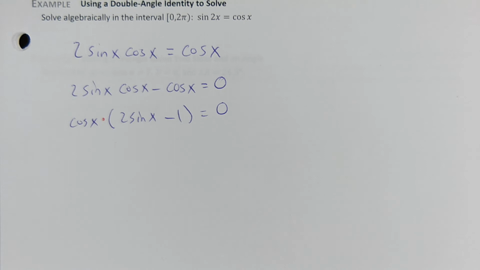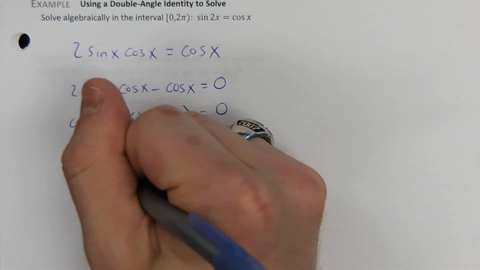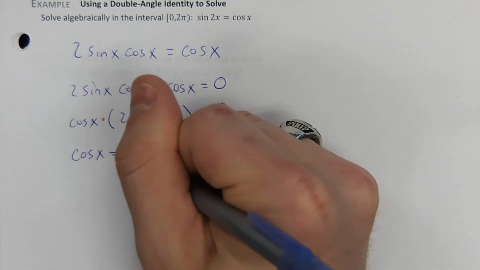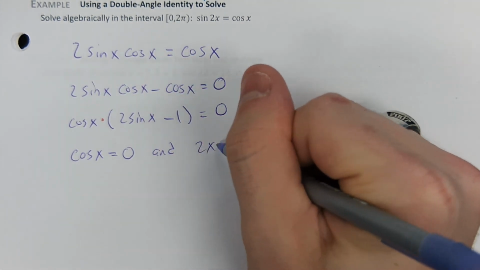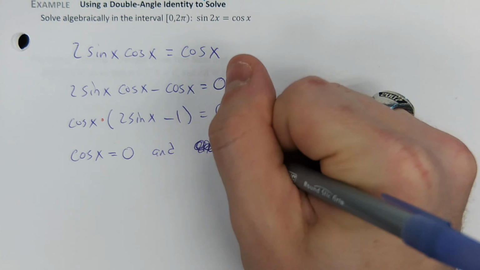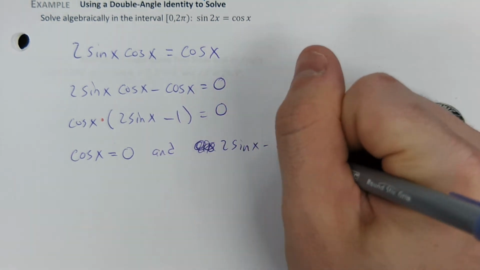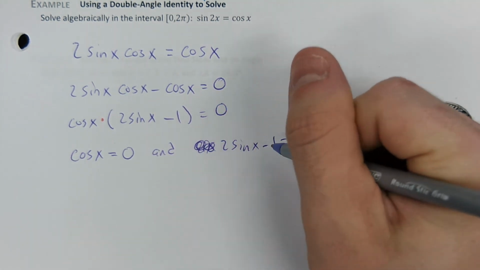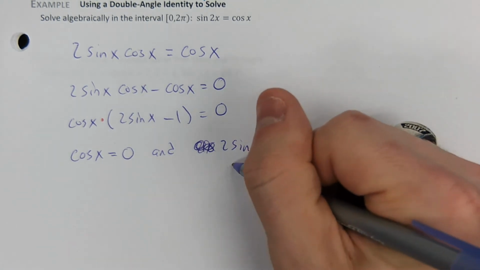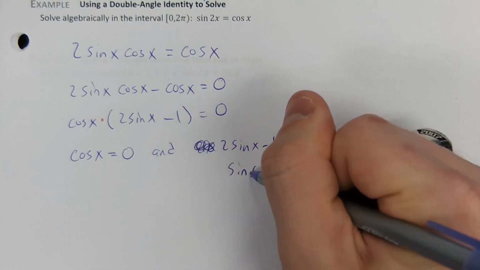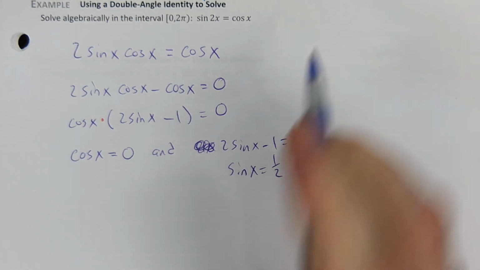Our solutions will be found when cosine x equals 0 and when 2 sine x minus 1 equals 0. Yep, and that's what we would do there. So really we're hunting for when cosine x is 0 and when sine x is 1/2.